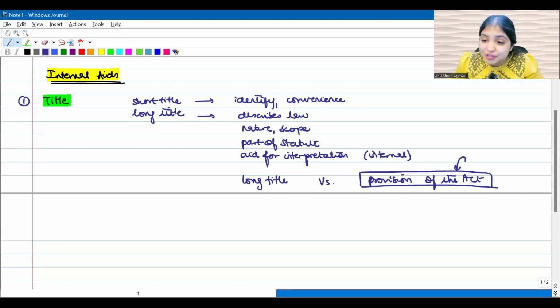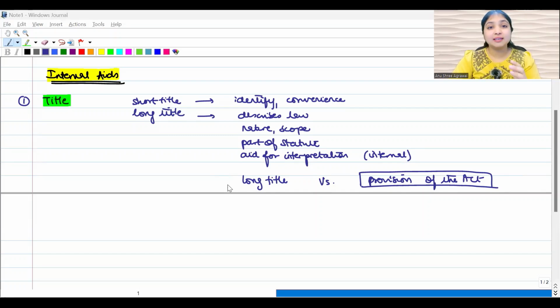Ultimately, I said, the provisions of the act will be given more priority than the long title. The provisions of the act will override the long title. The long title cannot override the plain provisions of the act. Understood, everybody? This was our first internal aid, which is the title of the law.